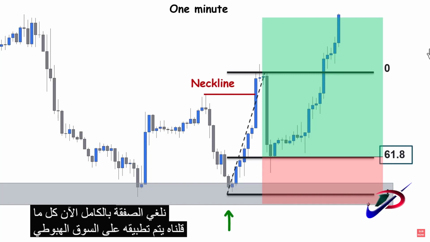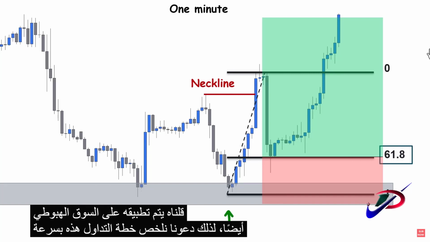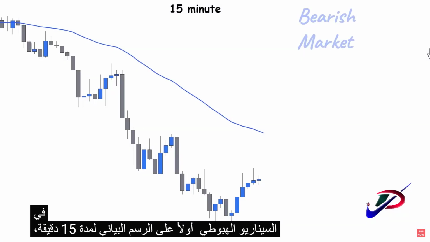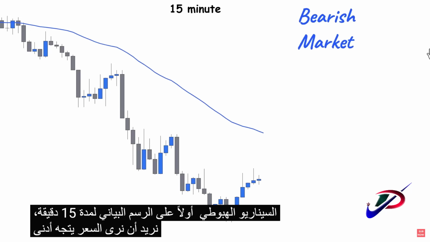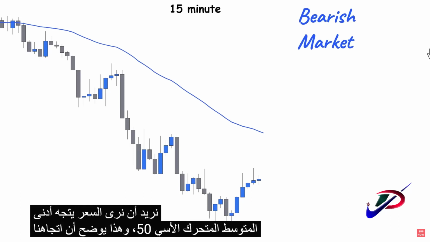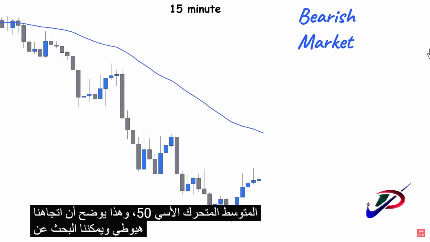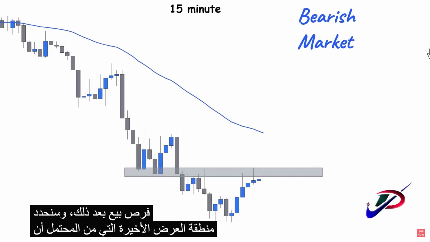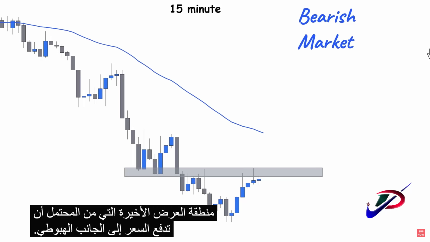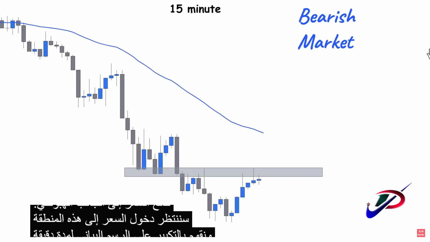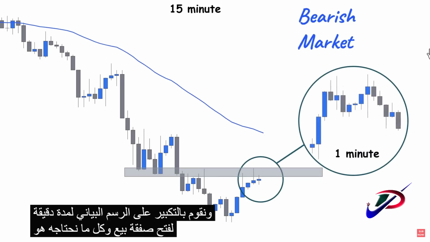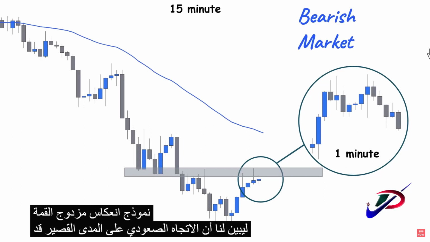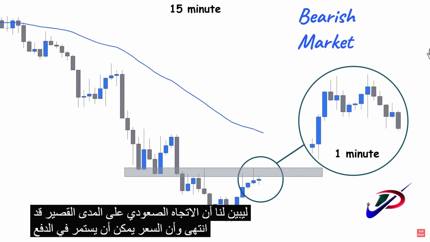Now everything we said is applied to the bearish market as well. So let's quickly recap this trading plan in the bearish scenario. First, on the 15-minute chart, we want to see the price trending below the 50 EMA. This shows that our direction is bearish, and we can look for short opportunities. Next, we will mark the recent supply area that can potentially reject the price to the downside. We will wait for the price to enter this zone and zoom into the 1-minute chart to open a short position. And all we need is a double top reversal pattern to show us that the short-term uptrend is over and the price can continue to push lower.